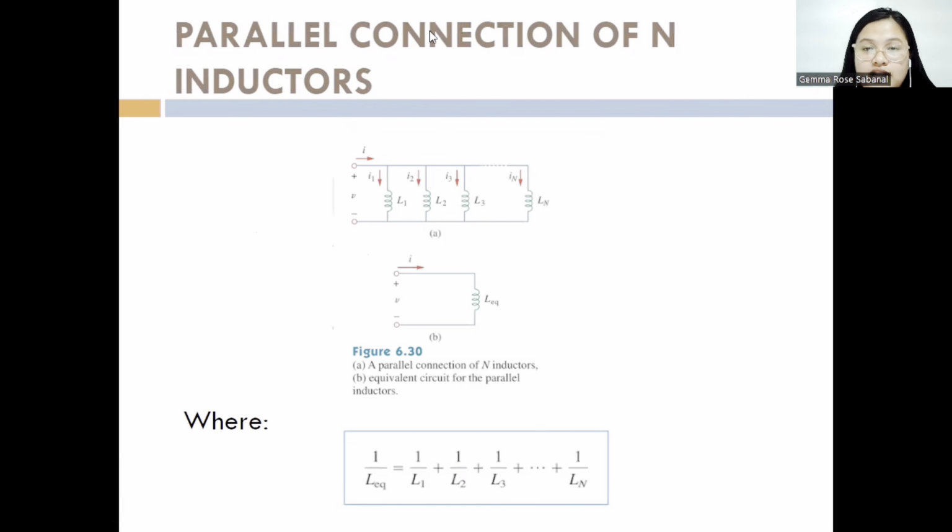This is the parallel connection of N inductors. As you can see in figure A, it is a parallel connection of N inductors, and figure B is the equivalent circuit of the parallel inductors, where 1 over L equivalent is equal to 1 over L1 plus 1 over L2 plus 1 over L3 plus ... plus 1 over Ln.